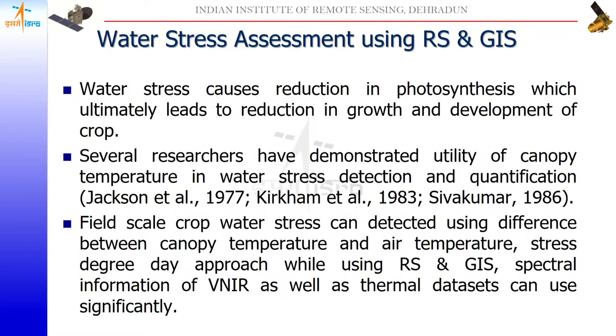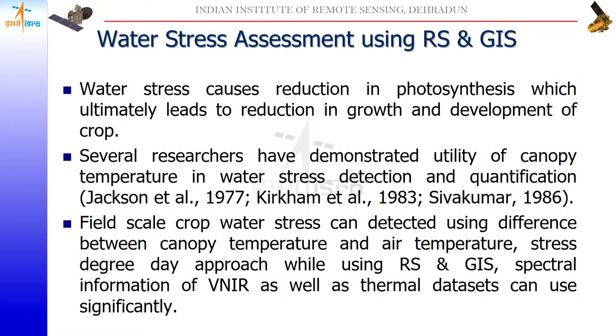In this method, they take the difference between TC minus TA, the canopy temperature versus air temperature difference. If the canopy temperature is increased compared to air temperature, it means this is a condition of stress. While if TC minus TA is close to zero or negative, it means air temperature is higher than the canopy temperature, which is a normal condition for crop growth and development.